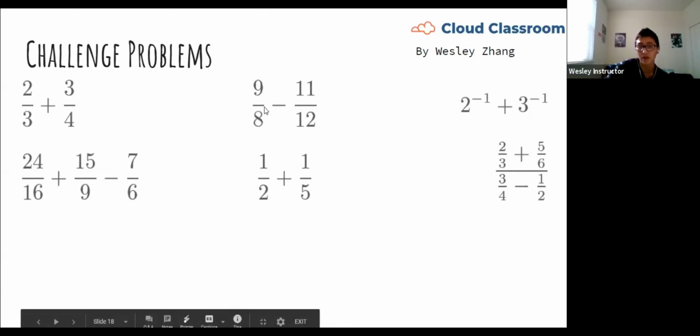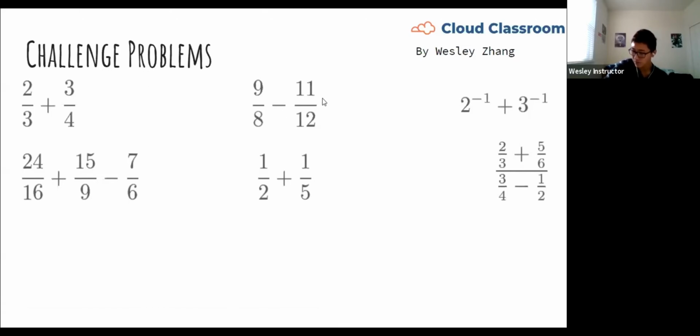All right, 9/8 minus 11/12. So the LCM of 8 and 12 will be 24. So you multiply 9/8 by 3/3, and you multiply 11/12 by 2/2. And then you convert those fractions into 27/24 minus 22/24, and then you get 5/24.